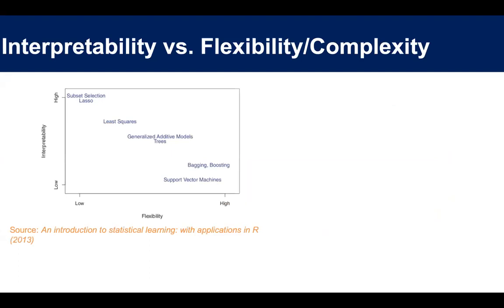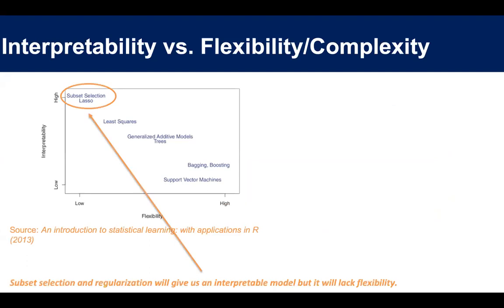So there's really a trade-off between interpretability and flexibility. So you can see here subset selection or variable selection, which we've already discussed, and Lasso, which is actually a regularization technique. They will actually give us an interpretable model, but it will lack flexibility. So in fact, least squares or linear regression gives us a little bit more flexibility, but less interpretability.